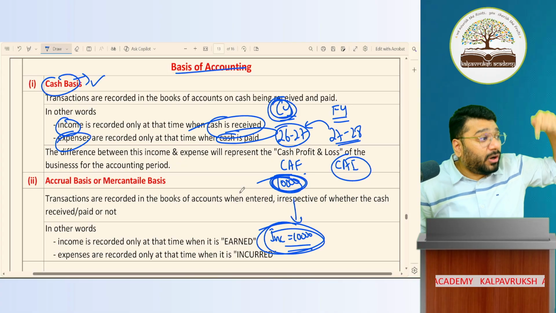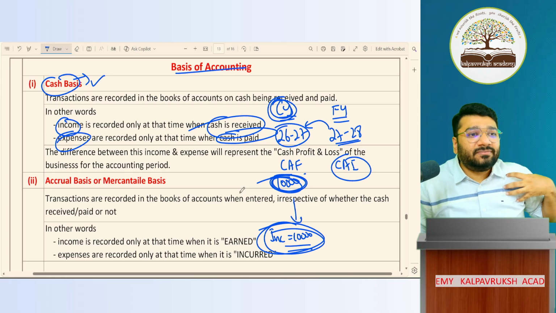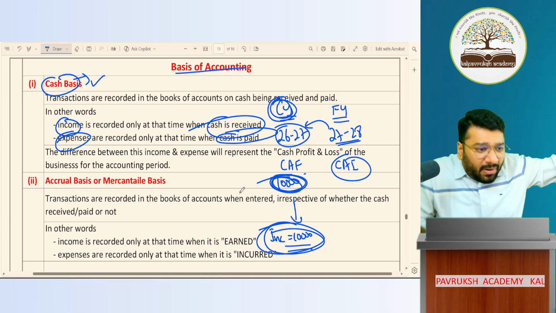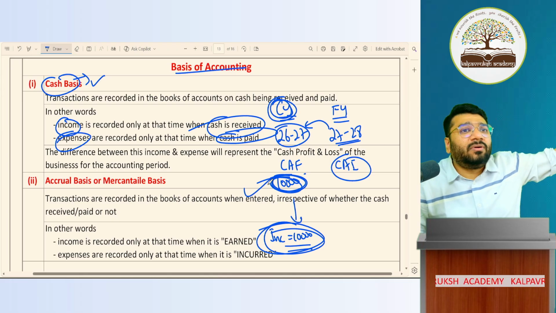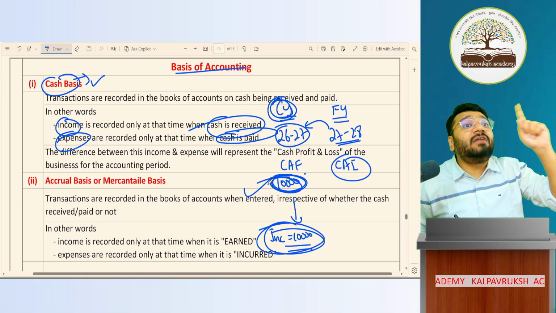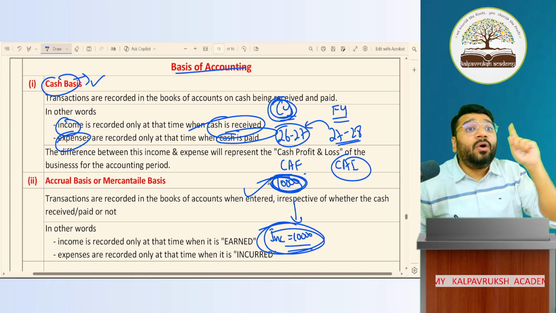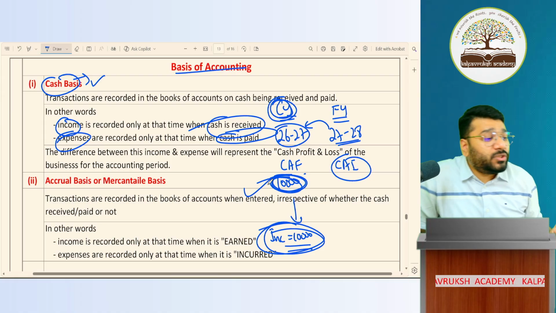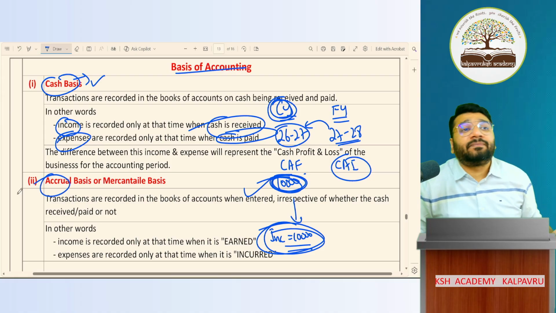Only that income which I have earned should I record in my books of accounts. I should record only the money I have earned. Have you earned it? No, you have only got the money now. Hence, accounting standards worldwide, not just India, say the best basis of accounting is accrual basis of accounting.